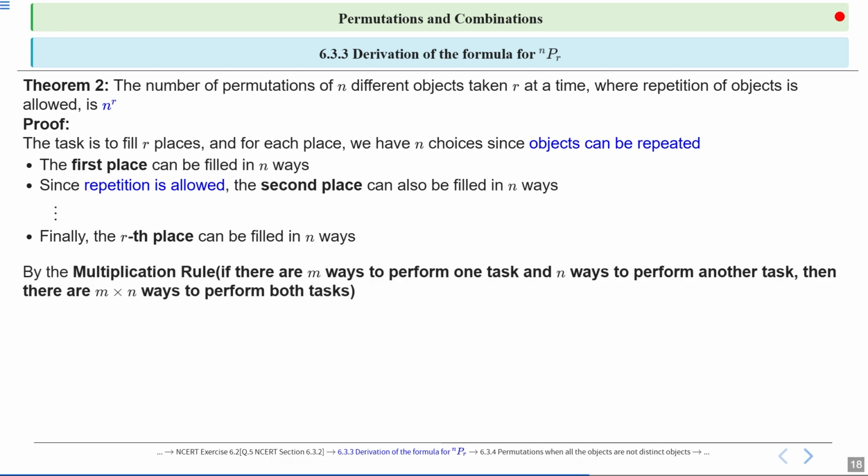Remember now the multiplication rule. The multiplication rule states that if there are m ways to do one task and n ways to do another task, then there are m into n ways to do both tasks together. Now we are going to apply this rule to find the number of permutations of n different objects taken r at a time.